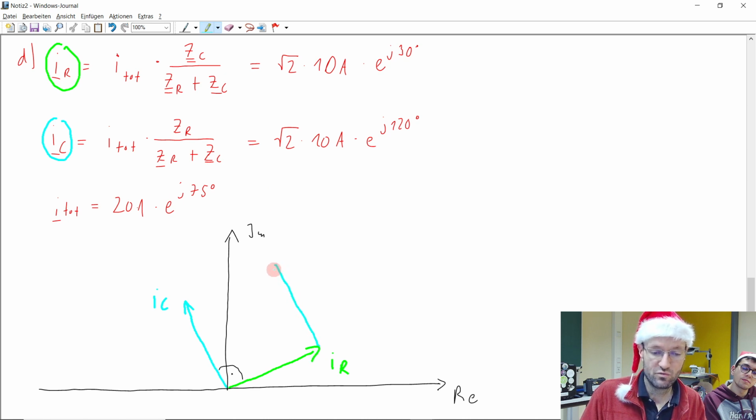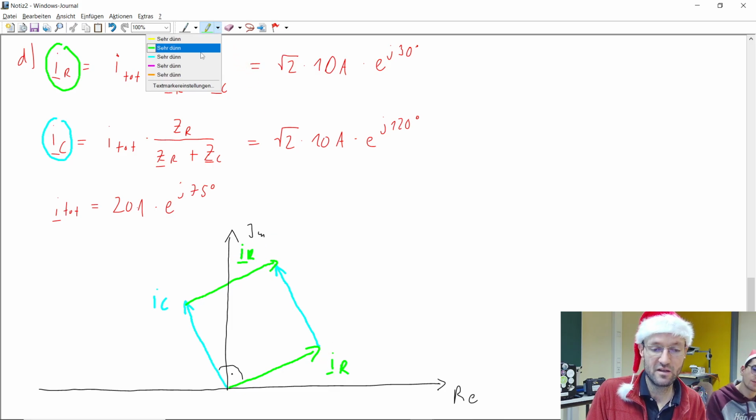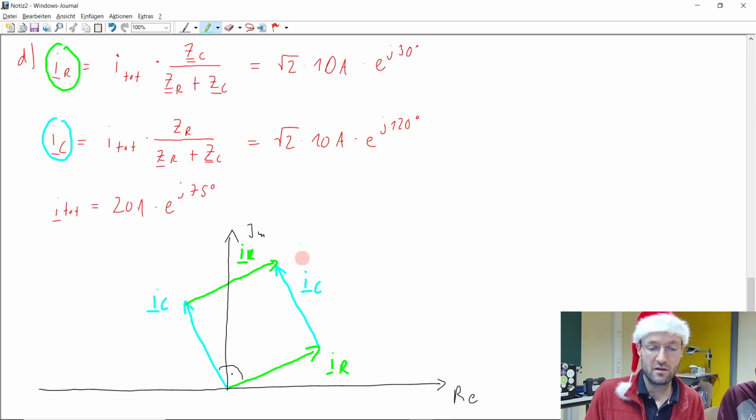Shift the IC to here, or I could also take the IR and shift it to here. So this is the same IR as before. This is the same IC as before. And so the sum of the two should be the total current. This is the total current.